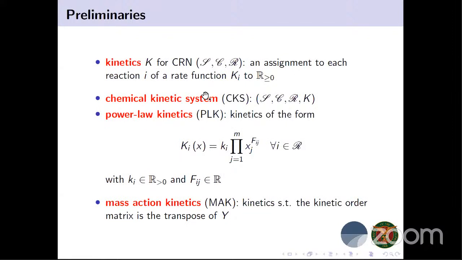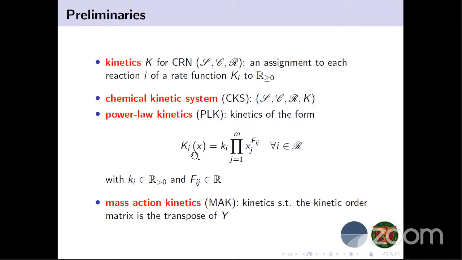Kinetics, a kinetics K for a CRN. So you basically have a network, and we assign to each reaction this rate function Ki, which sends to a non-negative real number. And then a chemical kinetic system, you have a CRN, which is composed of these 3 finite non-empty sets. And then you're going to endow that with kinetics. And then examples would be this 2, power law kinetics. So kinetics of the following form.